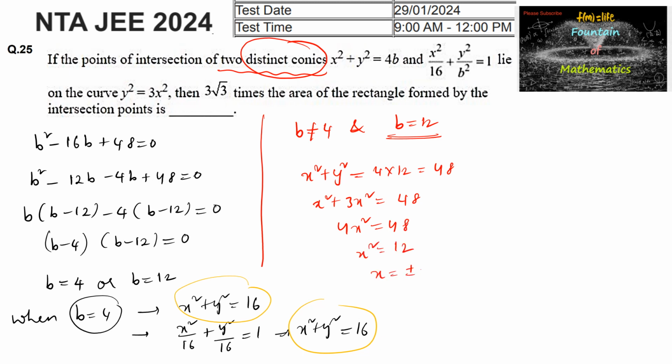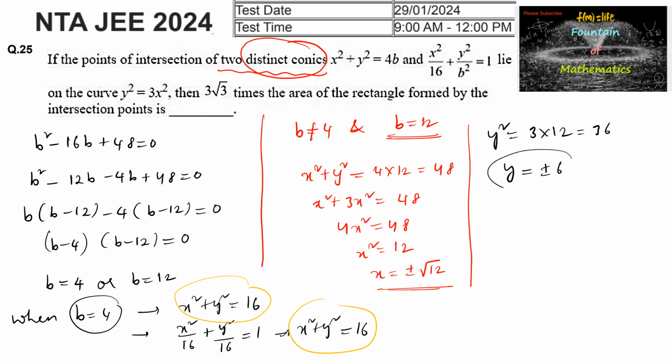So x is equal to plus or minus root 12. When x is equal to plus or minus root 12, we can substitute in here, y square is equal to 3 into 12, that is 36. So we can write y square is equal to 36, so y is equal to plus or minus 6. Hence the points of intersection, we can write plus or minus root 12 comma plus or minus 6. So here there are 4 points we will be getting.